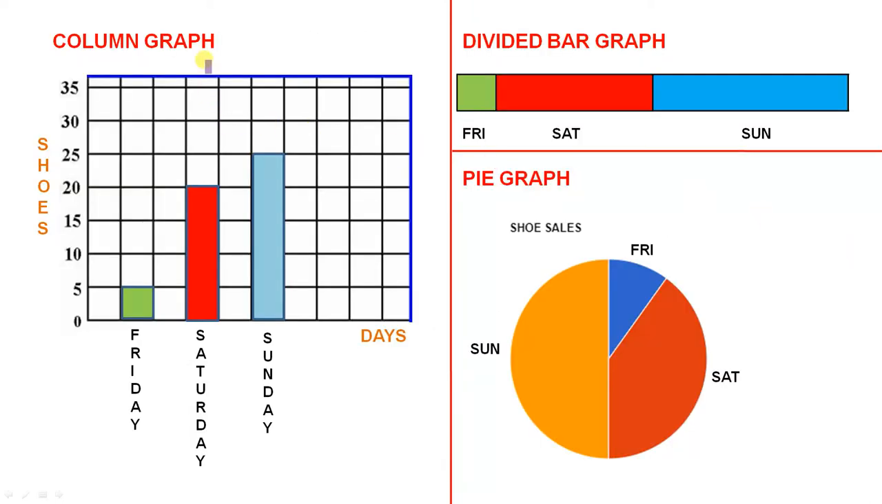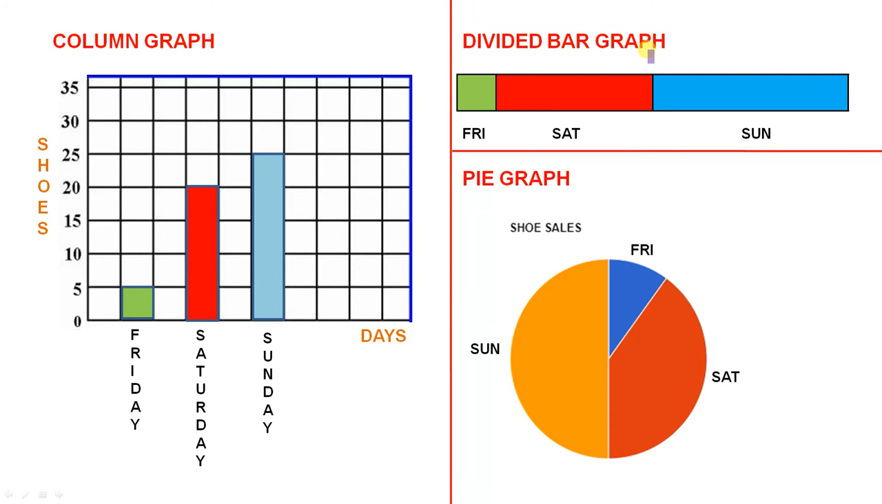The information can also be represented using a column graph. And as the name suggests, we use columns. So here we have the days on the horizontal line, and for the vertical we have the number of shoes going up by 5s. So if we remember, Friday was 5, Saturday was 20, and Sunday was 25. So each of these lines represents 5. Hence, that's why we draw the column graph this way.